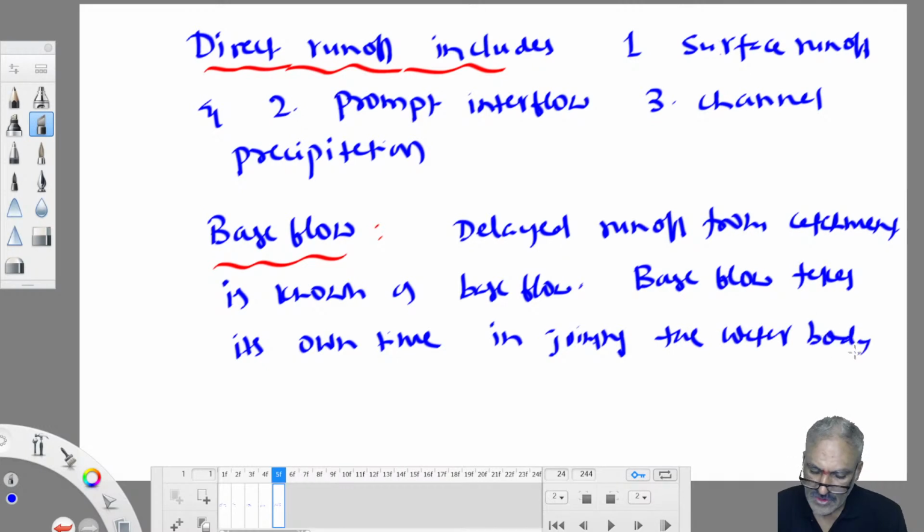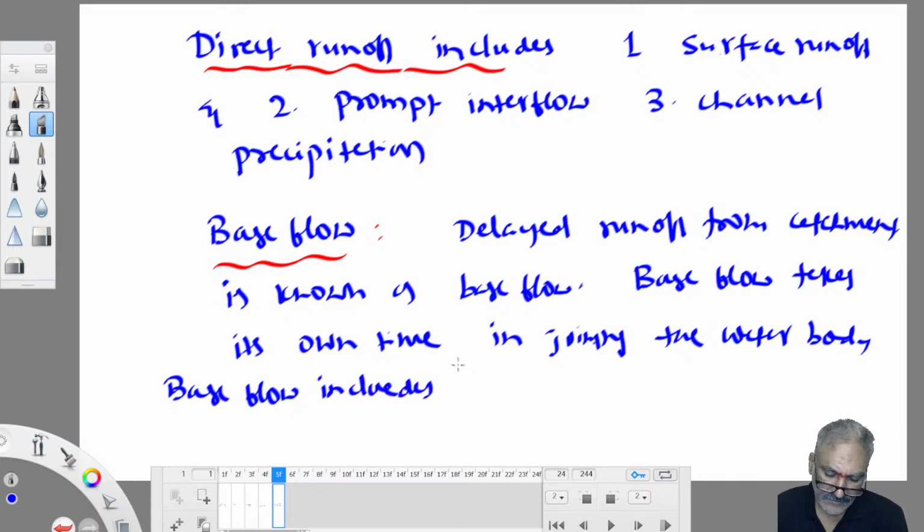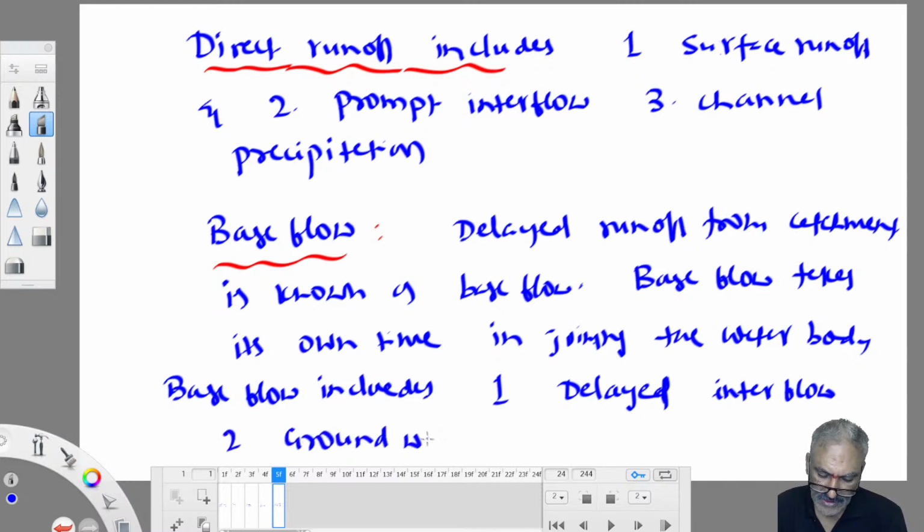So base flow includes two things. One is delayed interflow. Second one is groundwater. Delayed interflow and groundwater together are known as base flow. So this much idea should be there with you.